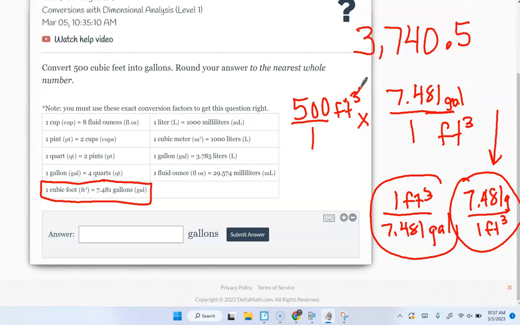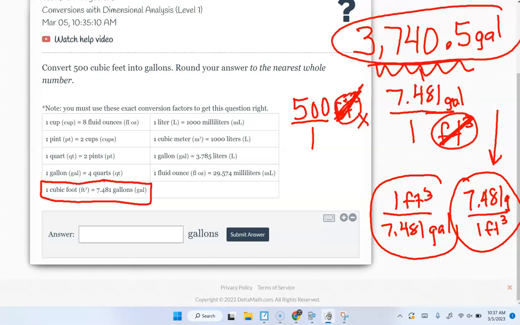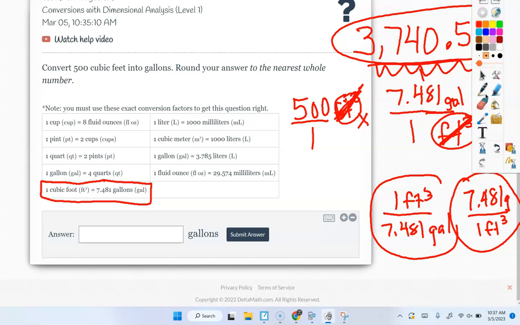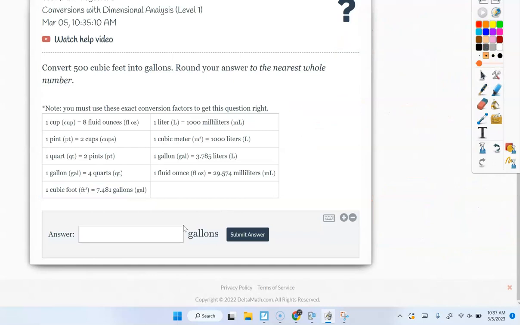And I get this number, 3,740.5. Now, because cubic feet is in the numerator and cubic feet is in the denominator, and 1 times 1 is 1, that means I have 3,740.5 gallons. I can leave this off, and this has disappeared. So now I have my value written as gallons, 3740.5.